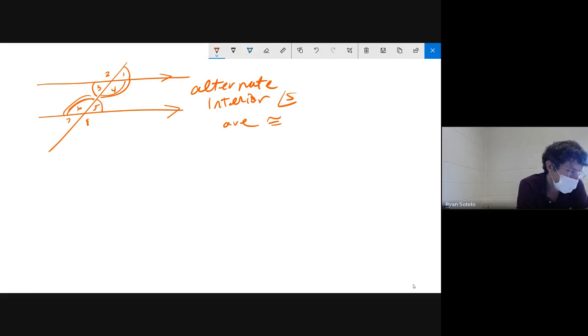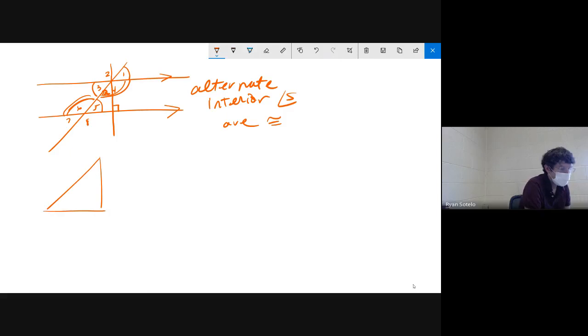Is that okay? So from this, I'm going to draw a line perpendicular to my two parallel lines, and that allows me to make a right triangle. So 3 and what's left here, I'll call it A, are going to have to be complementary. 3 and 5 are the same, therefore 5 and A are also complementary. Those are some of the facts we can establish about right triangles.